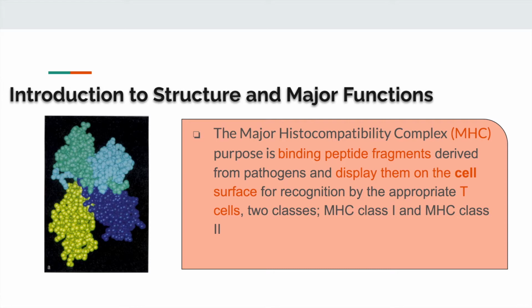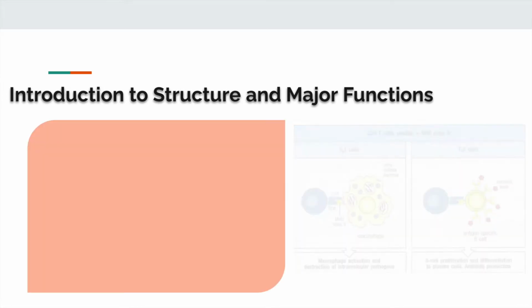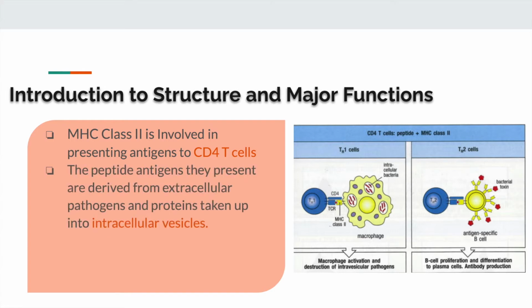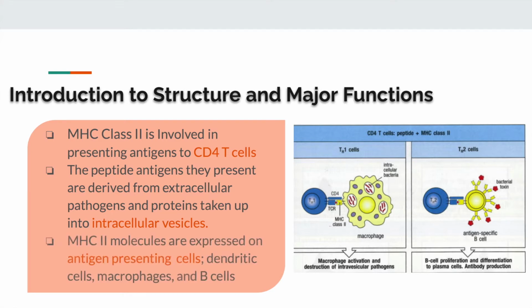And there are two classes, MHC class 1 and MHC class 2. MHC class 2, specifically talked about in this study, is involved in presenting antigens to CD4 T cells, or T cells that have a co-receptor on their surface, CD4. The peptide antigens that MHC2 molecules present are derived from extracellular pathogens and proteins taken up into intracellular vesicles. And MHC2 molecules are expressed on antigen-presenting cells, generally dendritic cells, macrophages, and B cells.